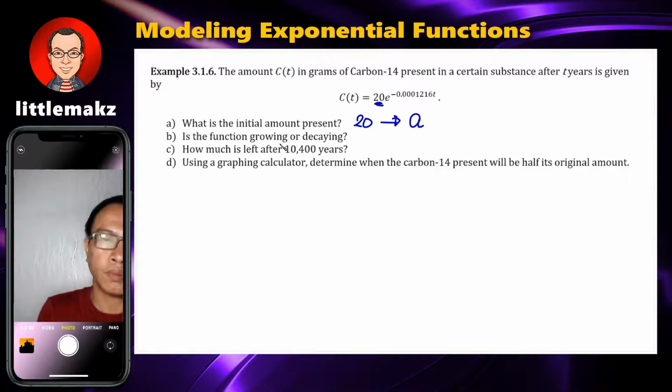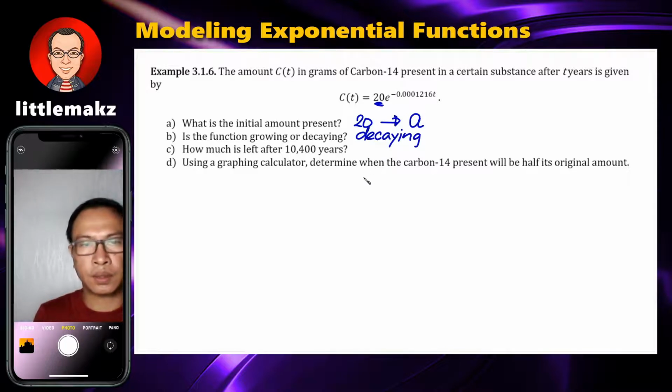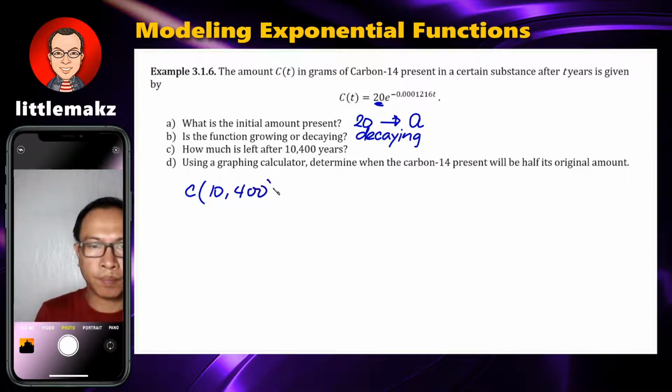Okay. Now, is the function growing or decaying? Definitely, since this is negative, therefore this is decaying. Okay, this is decreasing, it's decaying actually. How do we answer letter C? How much is left after 10,400 years? So we just simply go over and look for C of 10,400.